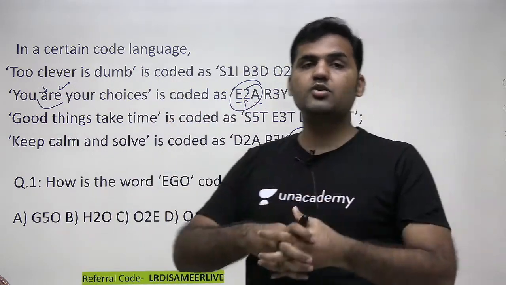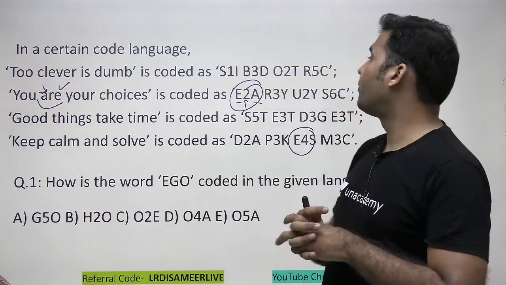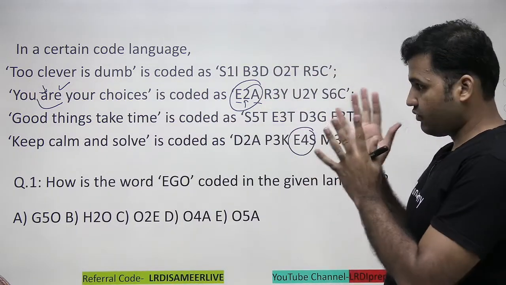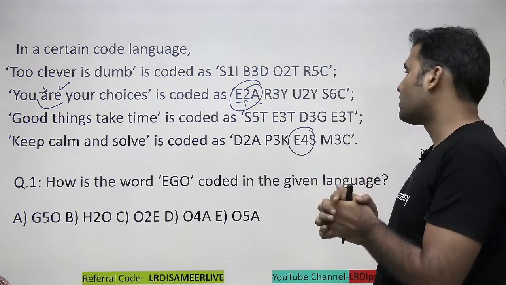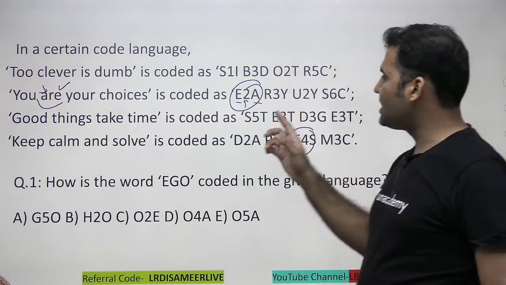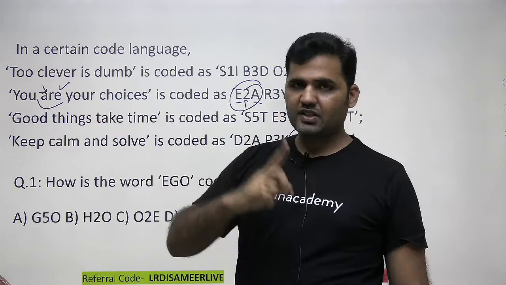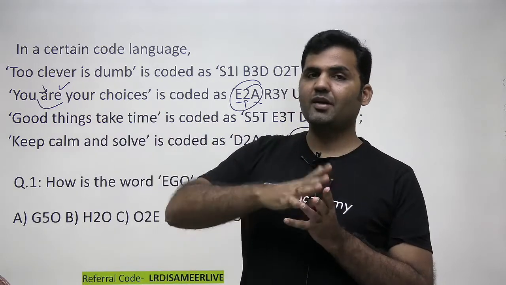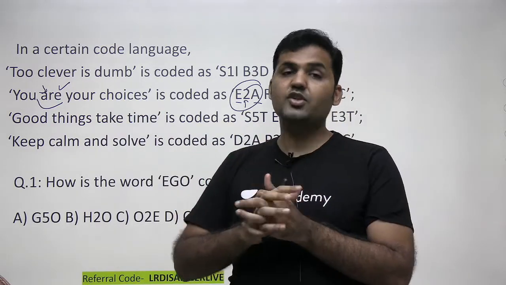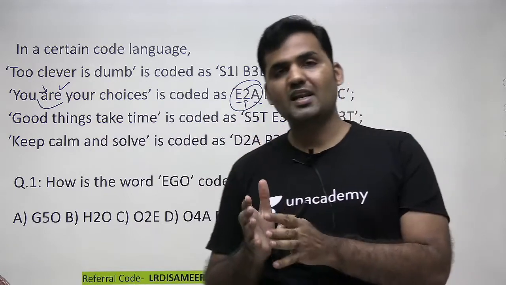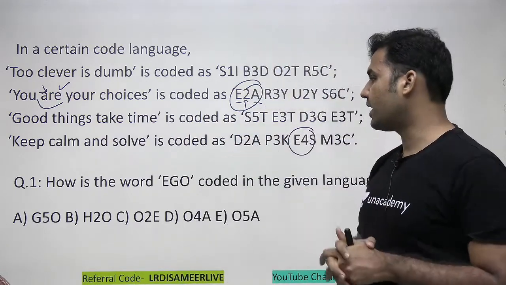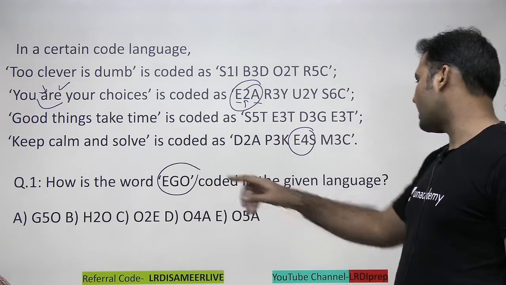So this is how you are supposed to decode the pattern of words and sentences, right? So what's the logic? The last letter of a word becomes the first letter. The first letter of a word becomes the last letter. In the middle, you're supposed to place a number which is one less than the total number of letters being used here, right? Now, how is the word ego coded in the given language?